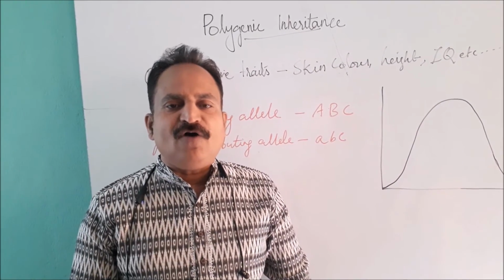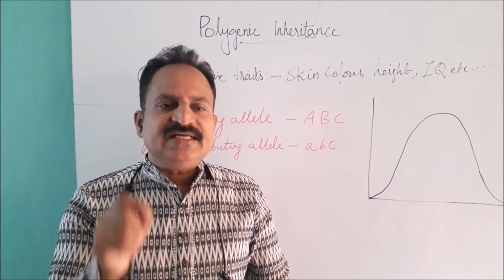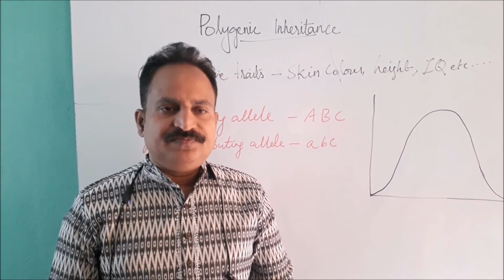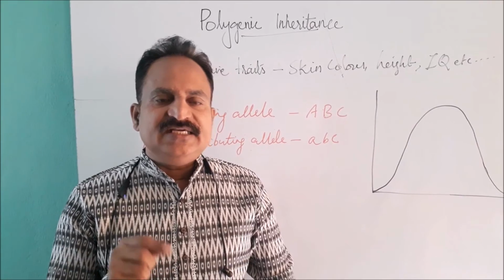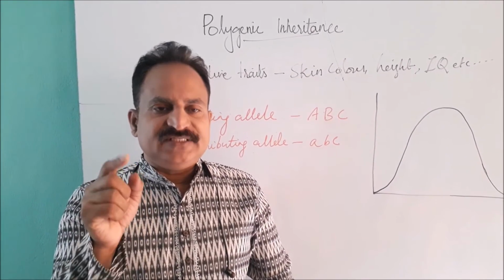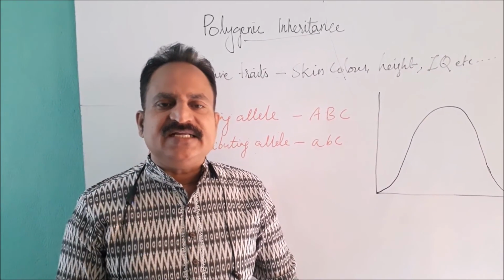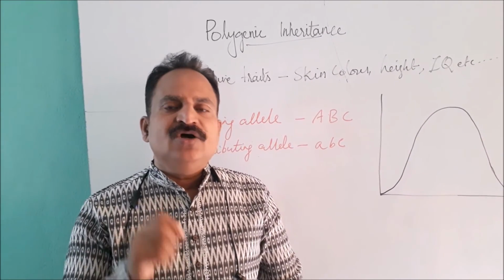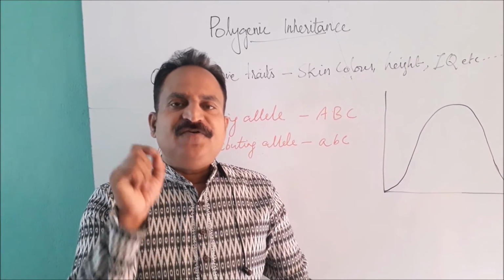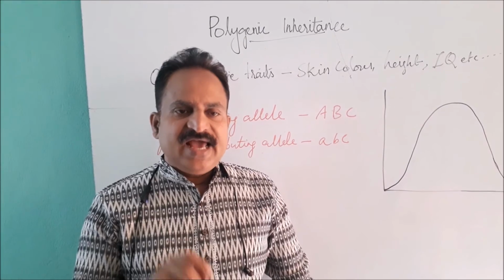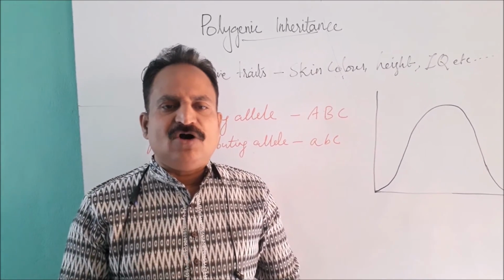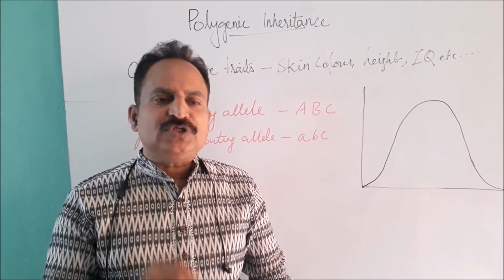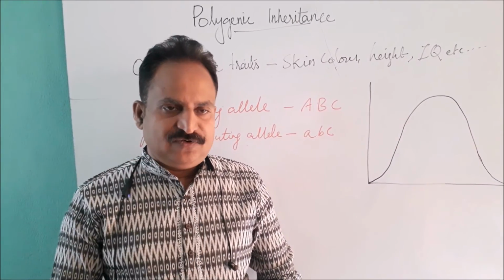The probability of the second lightest or darkest skin tone, 1 or 5, is 6 out of 64. The third lightest or darkest skin tone, 2 or 4, is 15 out of 64, and an entirely intermediate skin tone, 3, is the most common, 20 out of 64.